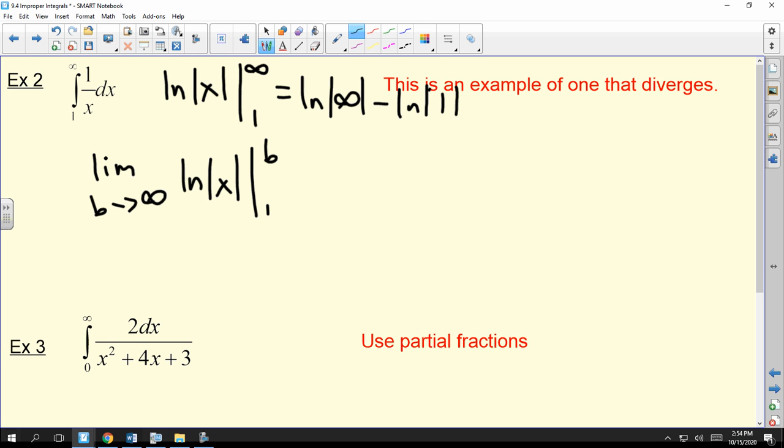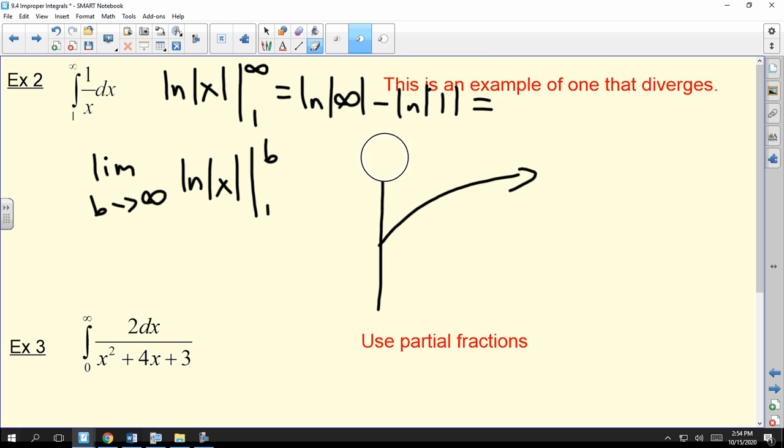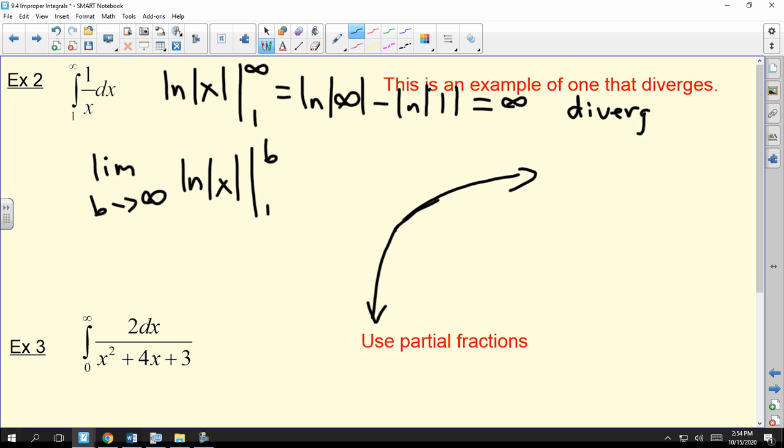Ln of infinity is just going to keep growing. If you think about the graph of it, it grows slowly, but the curve just keeps growing. And then ln of 1 is 0. So the fact that ln of infinity just keeps growing, even though it grows slowly, says that this thing is going to equal infinity, and so it diverges. That's one example of one that diverges, one that converges.